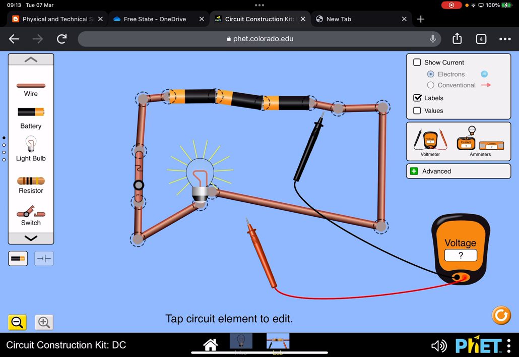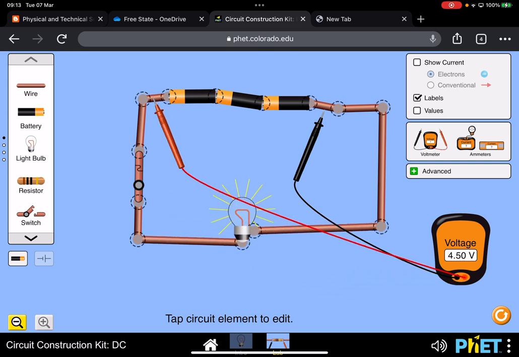How does a voltmeter look like in real life? In real life, you get different ones.